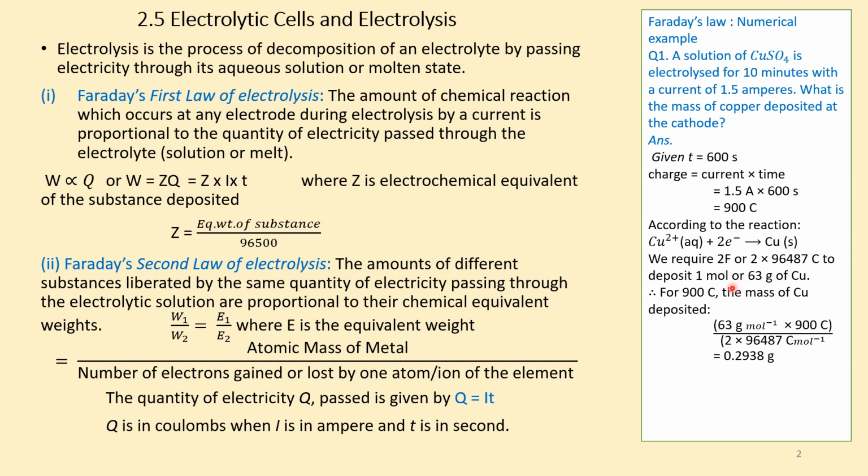According to the reaction, that is reduction, Cu2+ ion combines with two electrons to form copper solid. So we require here two electrons, 2F, or 2 × 96487 coulombs to deposit 1 mol or 63 grams of copper. Therefore, for 900 coulombs, the mass of copper deposited is 63 grams per mol into 900 divided by 2 × 96487 coulombs per mol, that is equal to 0.2938 grams.